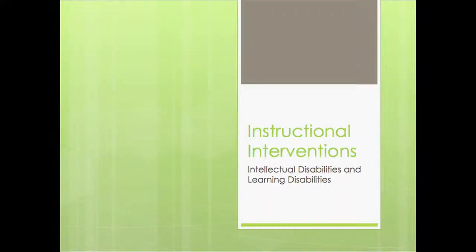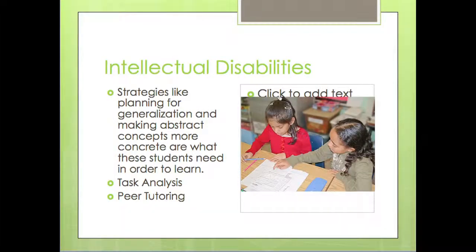Instructional interventions for intellectual disabilities and learning disabilities. These strategies, like planning for a generalization and making abstract concepts more concrete, are what these students need in order to learn. 2 examples are task analysis and peer tutoring.